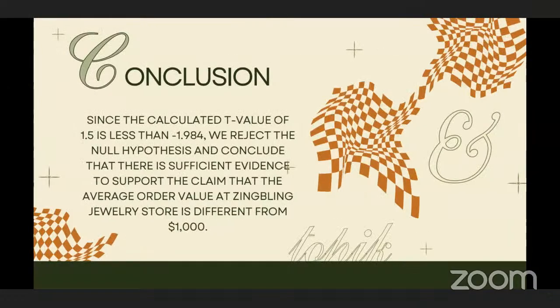And the conclusion is, since the calculated t value of minus 1.5 is less than minus 1.984, we reject the null hypothesis and conclude that there is sufficient evidence to support the claim that the average order value at Zingbling jewelry store is different from 1000. So in this case, we reject the null hypothesis because there is sufficient evidence to support the claim that the average order is different from 1000.